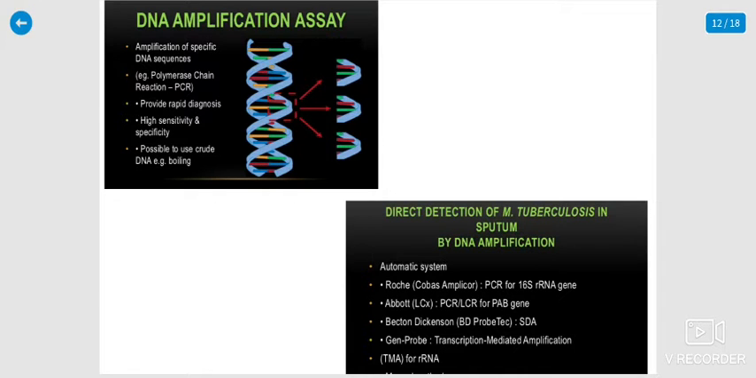At the same time, there is the DNA amplification assay, the amplification of specific DNA sequences, for example PCR. It provides rapid diagnosis and high sensitivity and specificity, and it is possible to use crude DNA, that means prepared by boiling. At the same time, direct detection of Mycobacterium tuberculosis in sputum is possible by using DNA amplification.